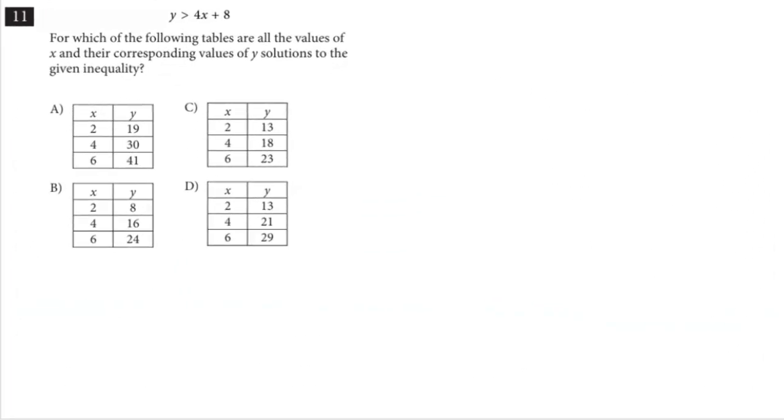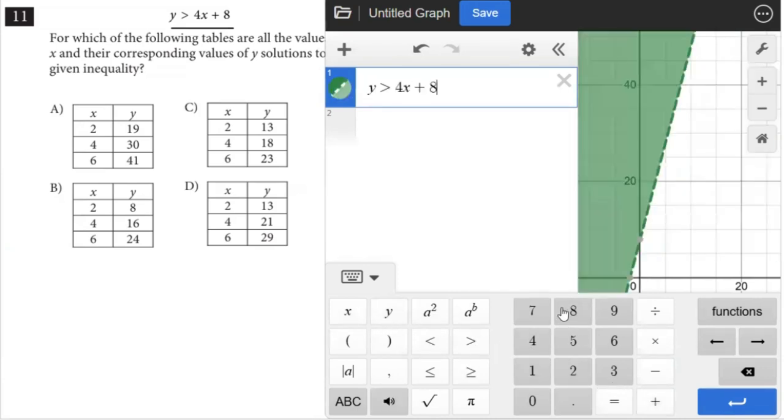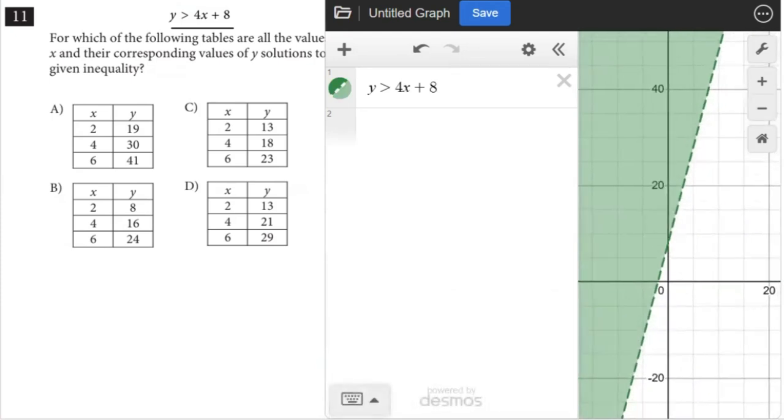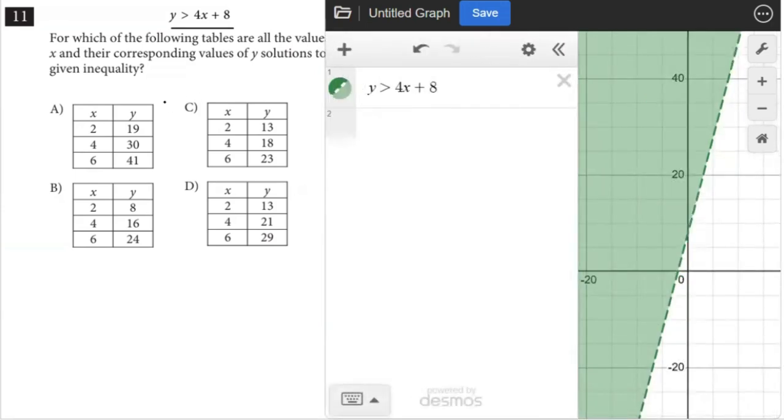Question 11. For which of the following tables are all the values of x and their corresponding values of y solutions to the given inequality? The inequality given is y greater than 4x plus 8. By solutions, they mean that this is some region. So which of A, B, C, D, the coordinates given, lie in that shaded region? Let's check the graphing calculator. I can put y greater than 4x plus 8. You can see there is a shaded region. These are all the points which satisfy this linear inequality.